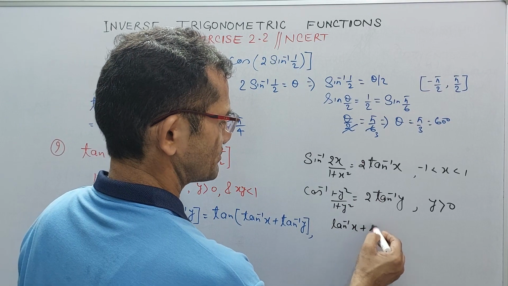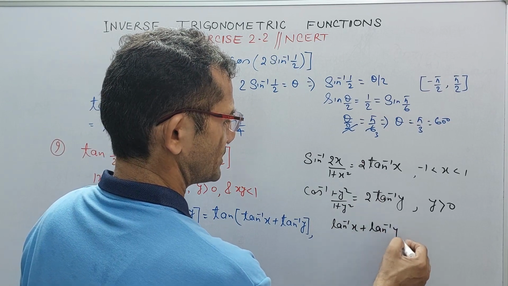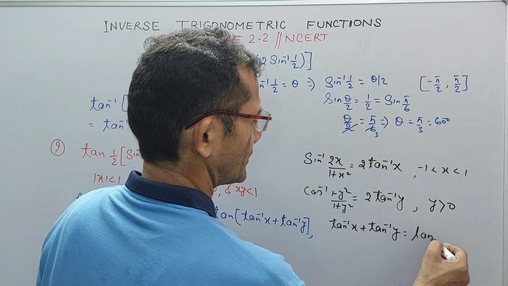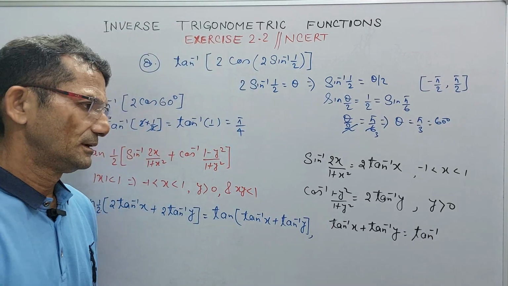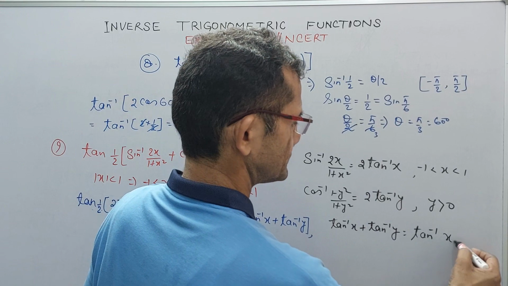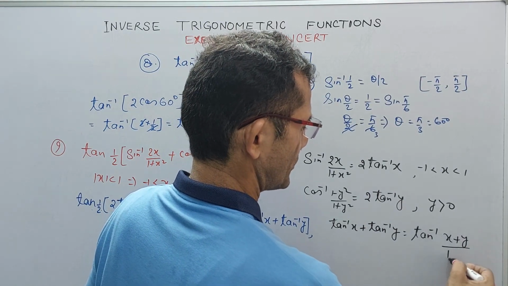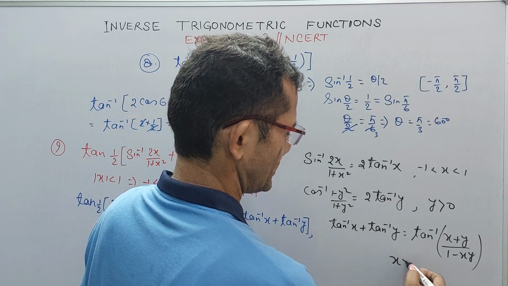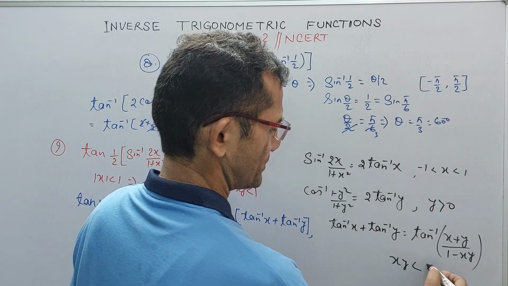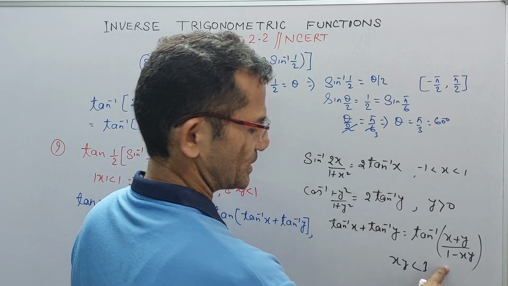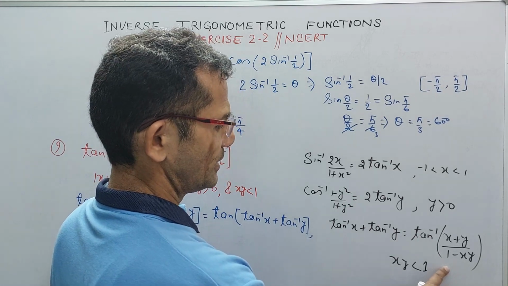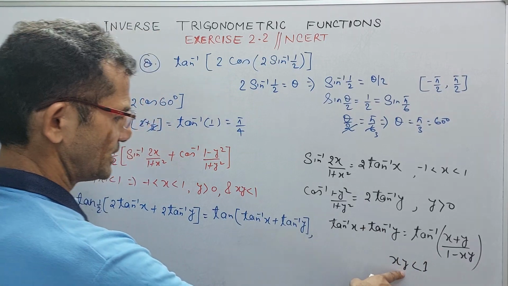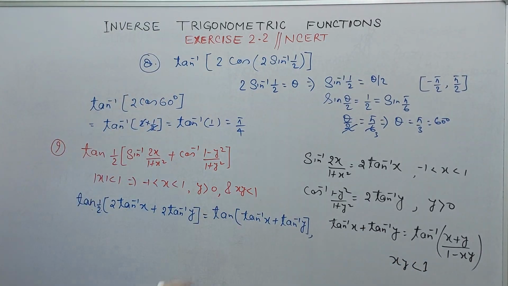Tan inverse x plus tan inverse y will be tan inverse of (x plus y) divided by (1 minus xy). This will be possible only when xy is less than 1. It means that 1 should be greater than xy. Only then does this formula hold, and this condition is already given here, xy less than 1.